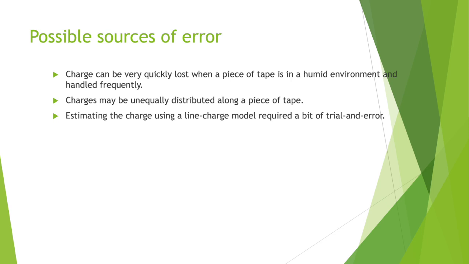Now we will cover possible sources of error. The first one is that charge can be very quickly lost when the tape is in a humid environment or is handled too much. Also, charges may be unequally distributed along a piece of tape, which our model does not account for, and estimating the charge using the line charge model required a bit of trial and error, and I was not able to get the magnitudes exactly close.